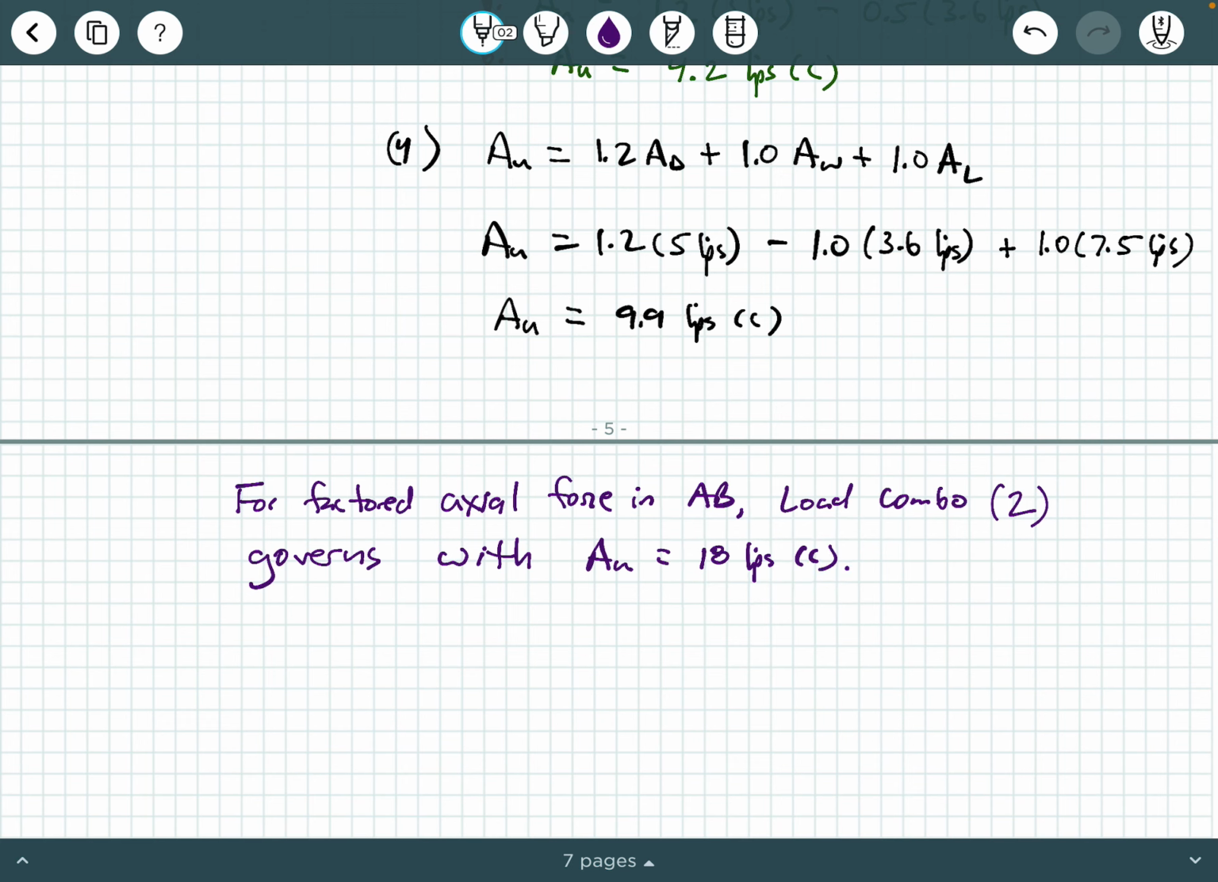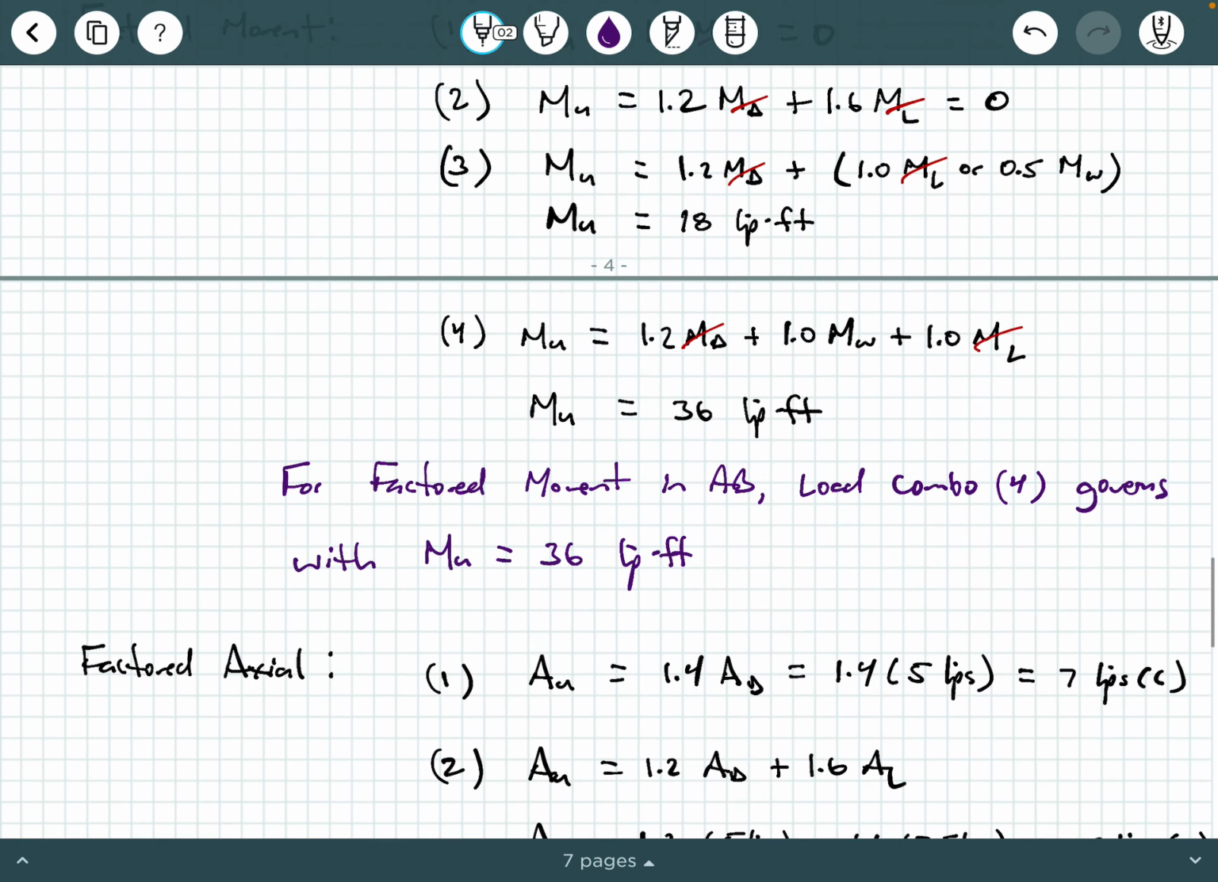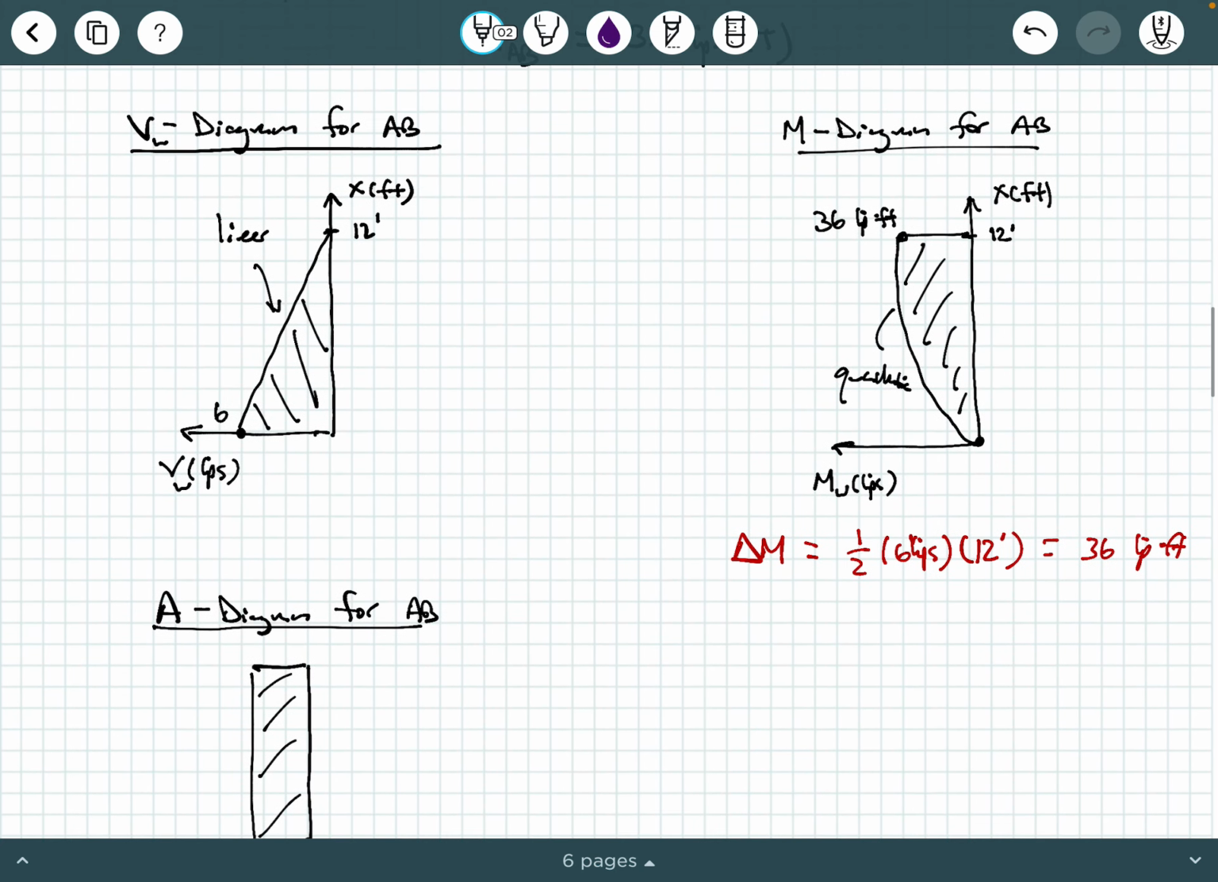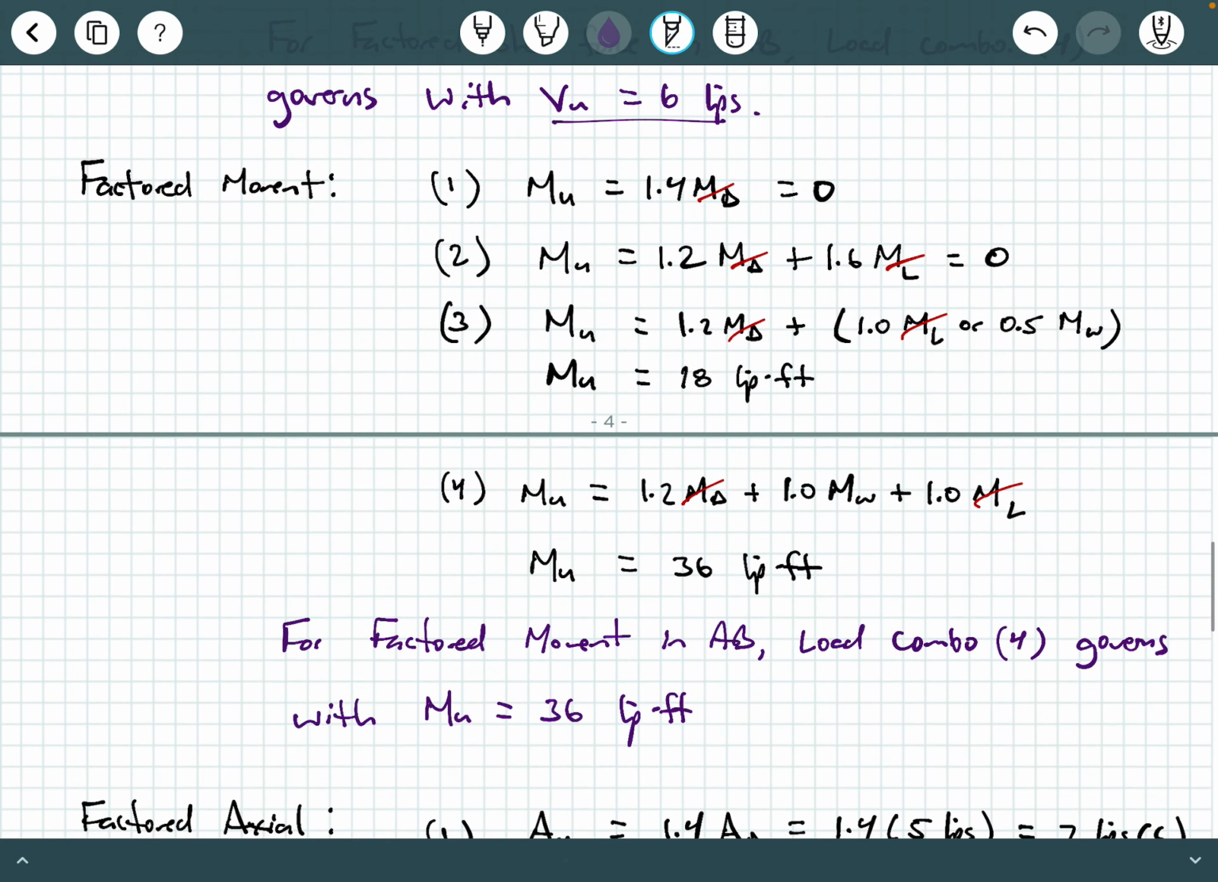So a couple of other comments. Notice that the same load combination does not always govern for all the effects you're looking for, okay? So notice that for shear and moment, load combo 4 governed, but for axial, load combo 2 governed. Also, the maximum factored values are not always in the same spot. The maximum factored shear is occurring near the base of the column, near point A, whereas the maximum factored bending moment is occurring near point B, near the corner. So you've got to keep these things straight and organized when you're doing these calculations.